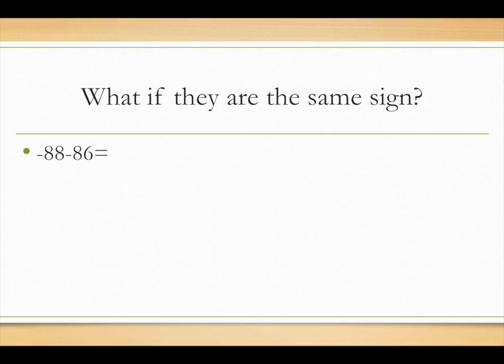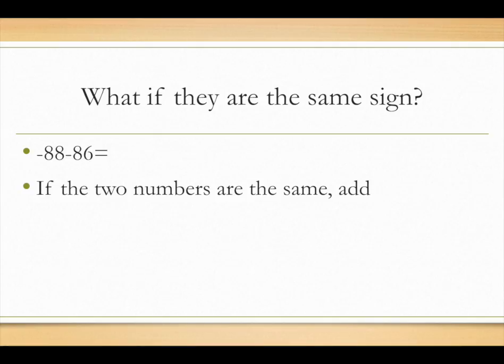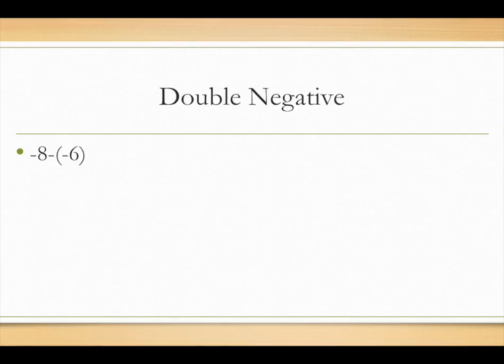Now, what do you do if they are the same sign? Again, it's the same process you do when you add. So you have negative 88 minus 86. They're both the same sign, so you add the 2 numbers as you normally would. 88 plus 86 gives you 174. They're both negative, so you can just bring the sign down. Final answer is negative 174.